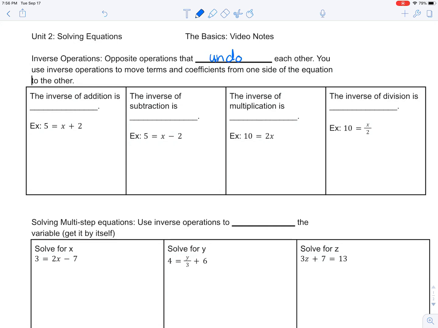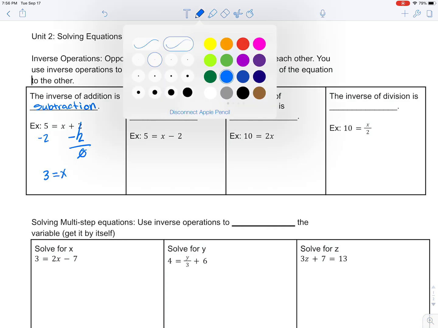In this first example, the inverse of addition is subtraction. So we're going to subtract 2 here to try and get x by itself. If I subtract 2 on one side, I need to subtract 2 on the other side. Again, the reason we use inverse operations is this gives us 0 on this side, which means it's not there anymore, which gets me x by itself, which is what I want. 5 minus 2 is 3, so x equals 3. If you plug that into the original equation, you can check and see if it works.